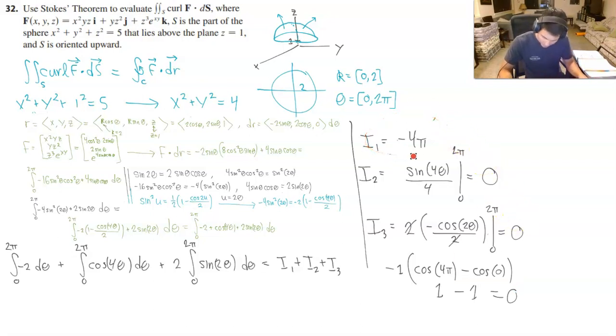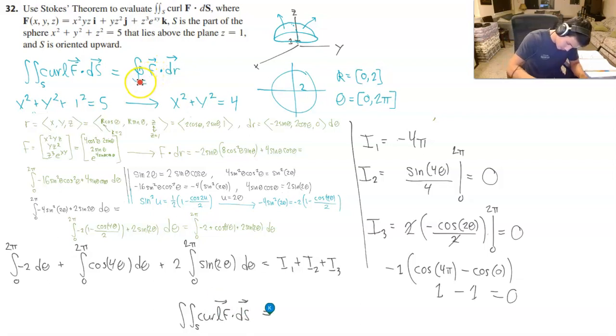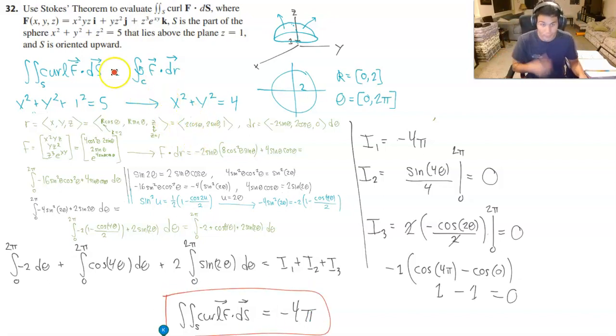So you use Stokes' theorem to evaluate this integral. So you'd write this: the surface integral of curl F dot dS. Oh, no, it's not equal there. It's equal to -4 pi. There you go. So, a lot of work, but it came out really nice at the end.